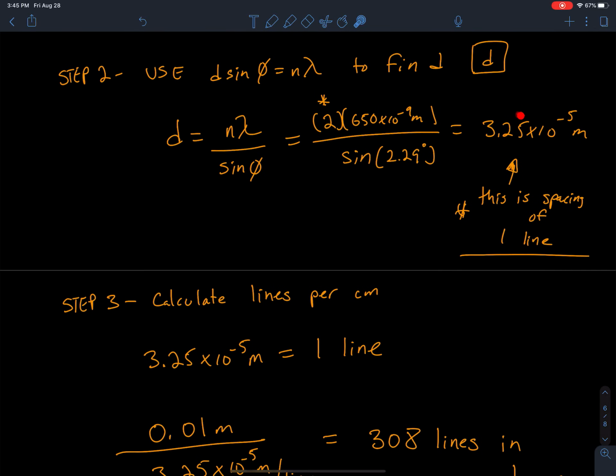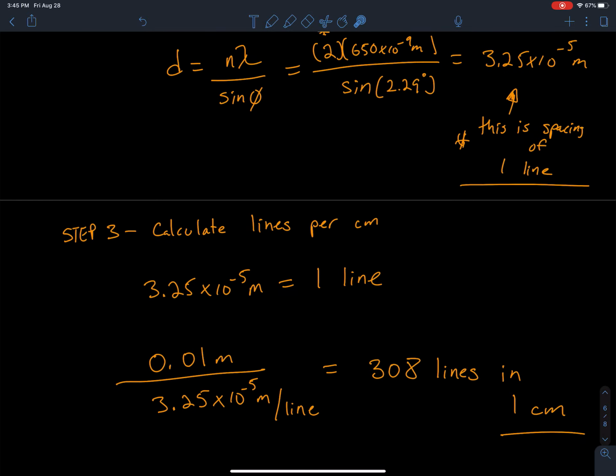So knowing that one line is that thickness, I can calculate how many lines fit in a centimeter by doing this. 1 centimeter, which is 0.01 meters, divided by the thickness of one line gives me 308 lines. This is conceptually the hard part. How would people connect this with this? And that's why I called it an IB problem. Would you know to take 0.01 meters divided by that length in order to get the total number of lines that fit in a centimeter?